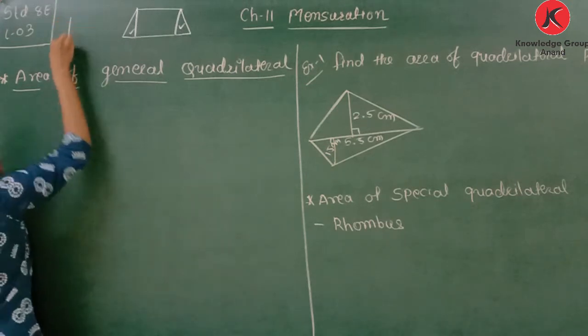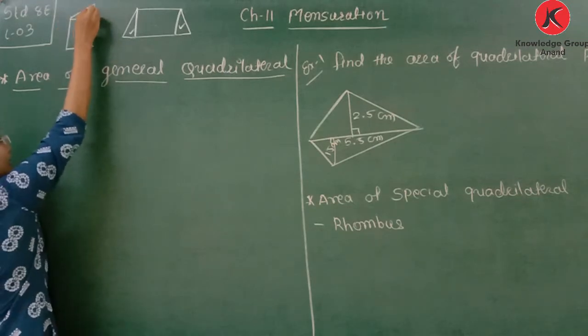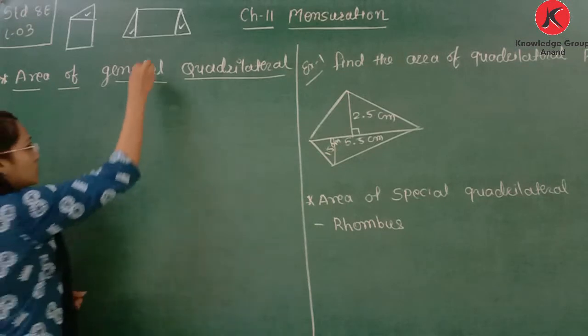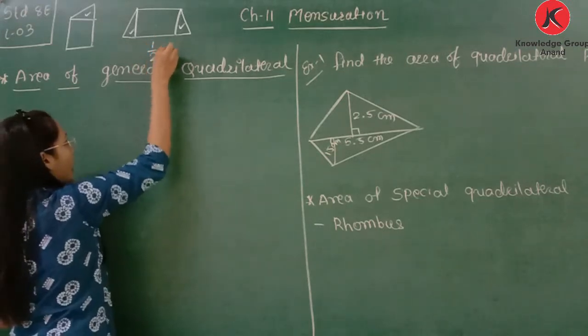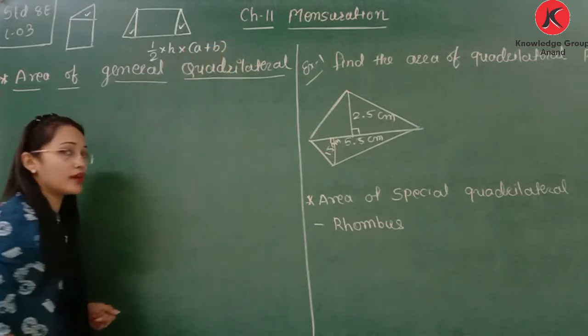If the trapezium is like this, then we divide it into one triangle and one rectangle. Clear? So what is the equation? That is 1 by 2 height multiply a plus b. That is the equation for a trapezium.